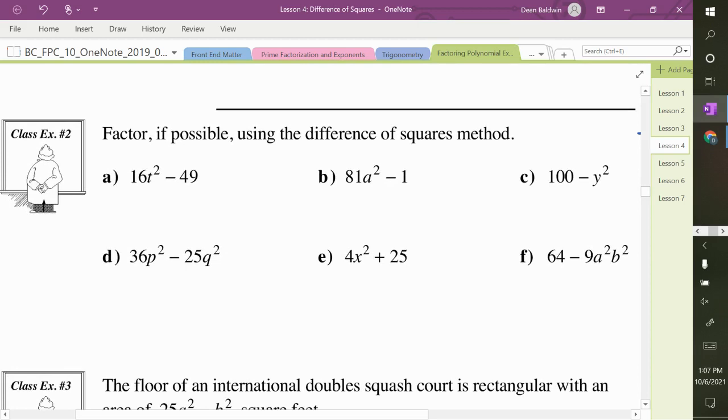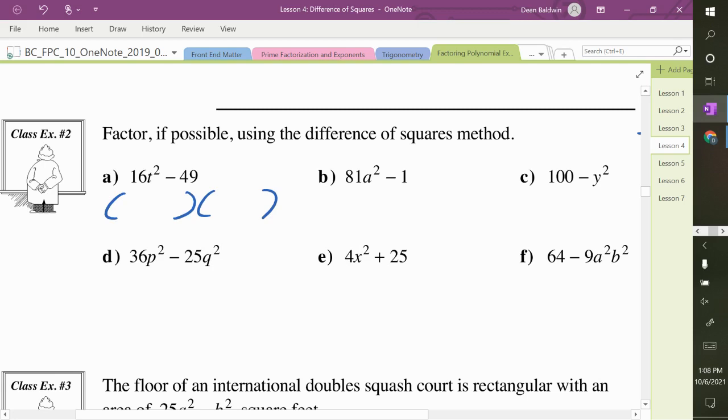But what are we doing? Difference of squares. Okay. Why do we have 16? But here is the question. Can you square root 16? Yeah. Can you square root t squared? Yeah. Can you square root 49? Yeah. Is it a difference of squares? Yeah, because all you got to do is two terms separated by a minus sign. If you can square root everything, you're good. So all you have to do is go two brackets.